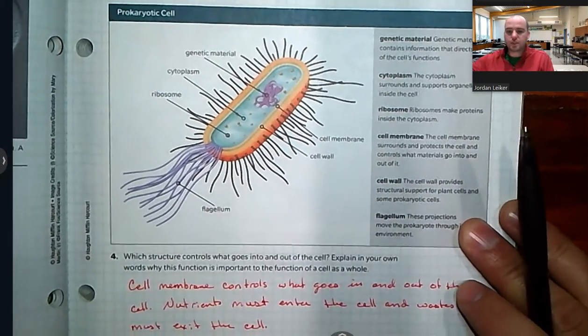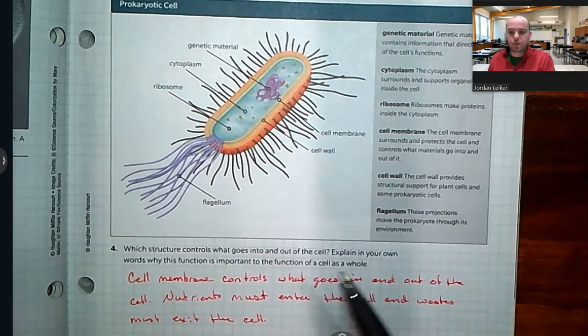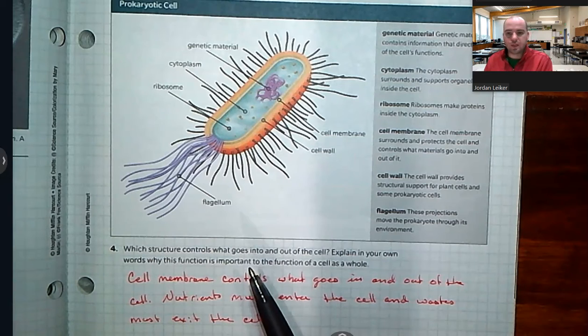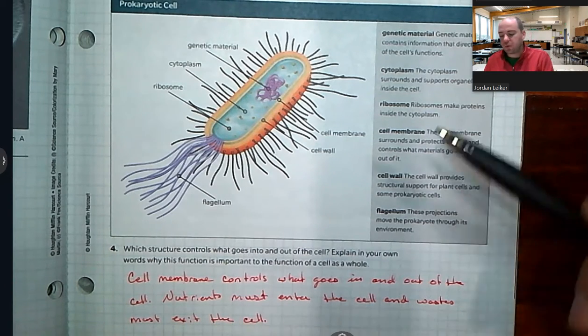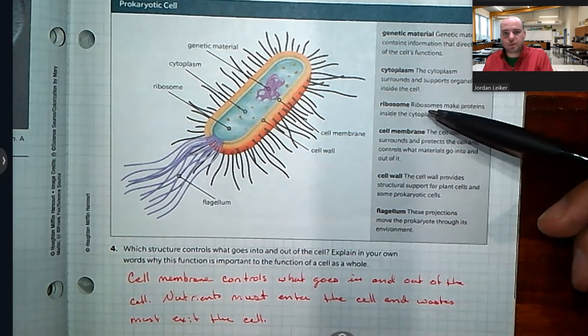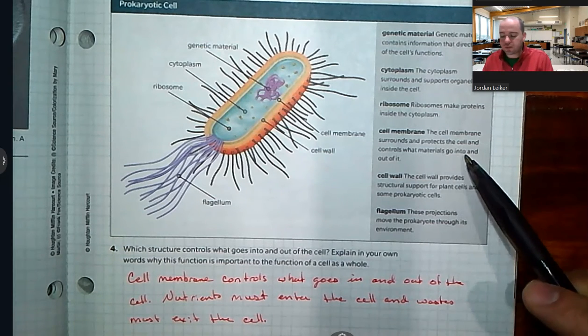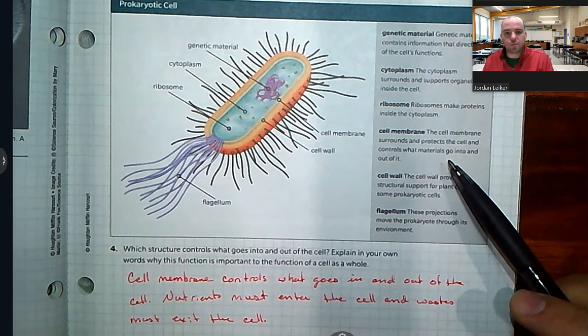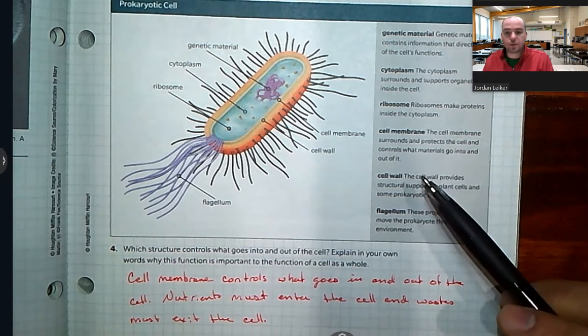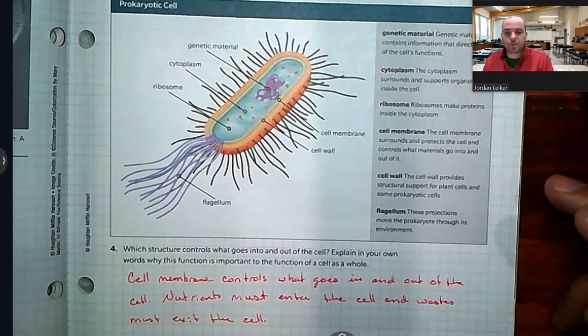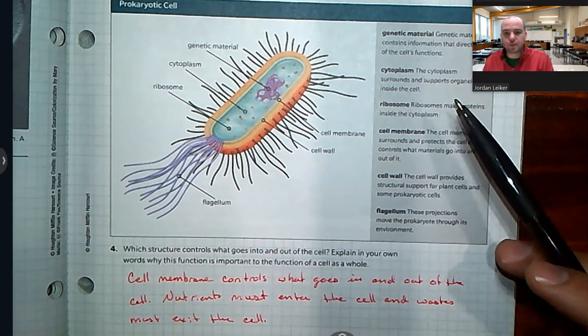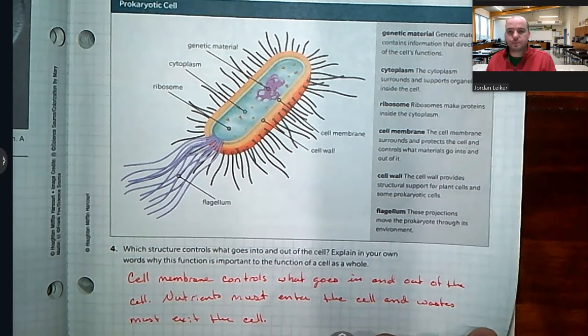So if we look at the bottom question here, which structure controls what goes in and out of the cell? And we want to explain our reasoning. Well, if we look at our definitions here, over here on the side, cell membrane. So the cell membrane surrounds and protects the cell and controls what materials go into and out of the cell. So what controls what goes in and out of the cell? That's our cell membrane. Nutrients must go in and waste must go out of the cell.